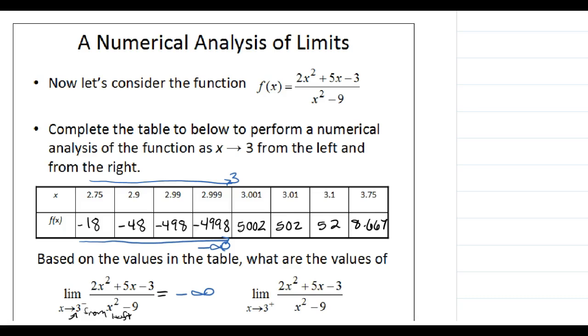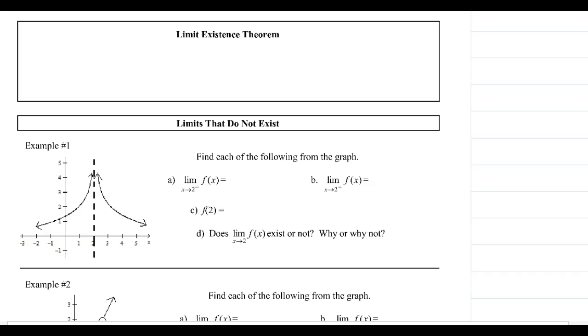We do the same thing for our second limit, approaching from the right, or approaching from slightly larger values. 3.75 is larger than 3. 3.1 is larger than 3, but it's closer now. Same with 3.01 is even closer, and 3.001. And similarly, I go from 8.667 to 52 to 502 to even bigger, 5,002. And I see that my numbers are becoming more and more positive, and they are going to infinitely grow. They're approaching positive infinity.